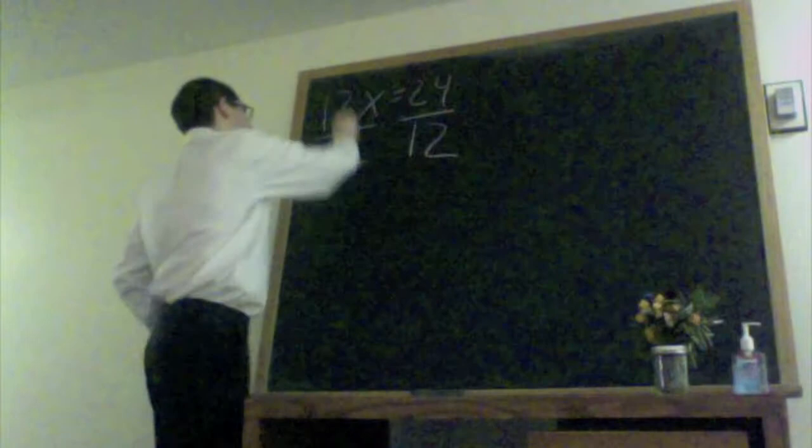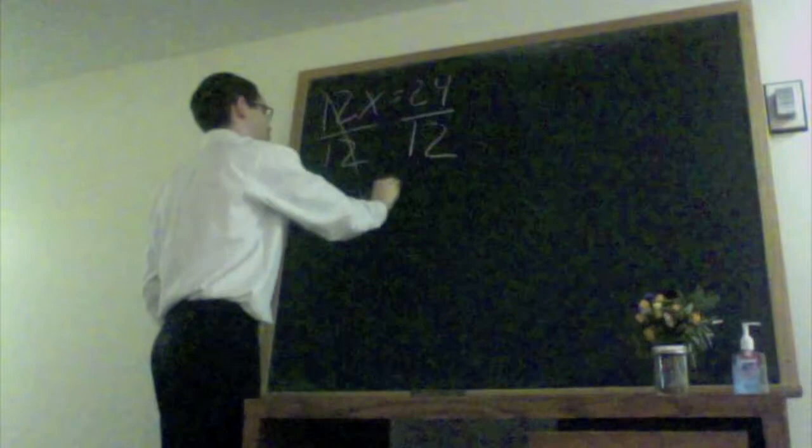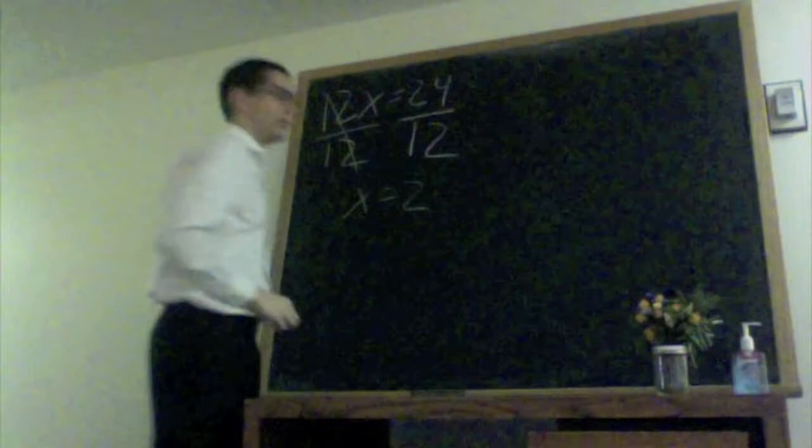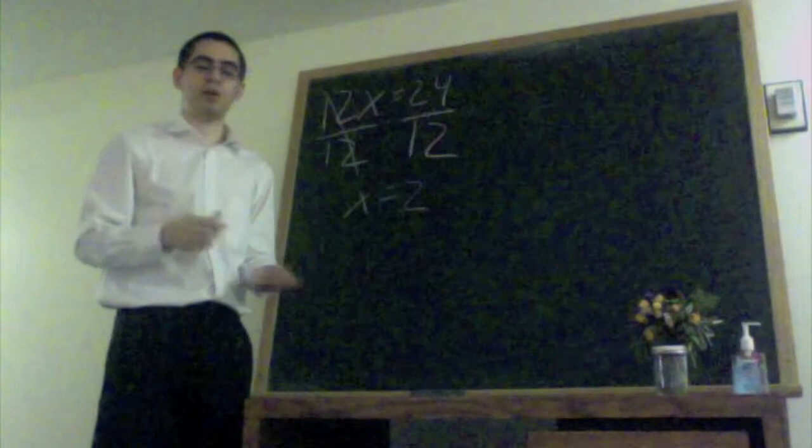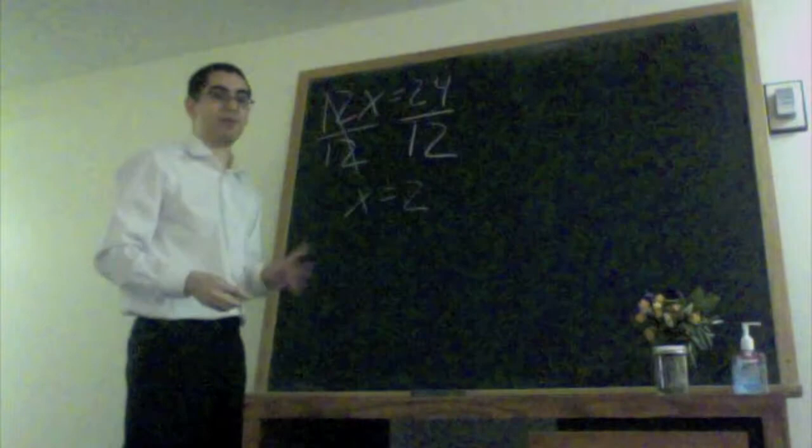But just to finish this single step equation, the 12s cancel out. You have x equals 24 over 12. 24 divided by 12 just equals 2. You get x equals 2. And that's just a single step equation. Another single step equation would be like x plus 1 equals 3, for example. You've done these before, so you should hopefully have rekindled your memory, so we can get on to the two step equations.